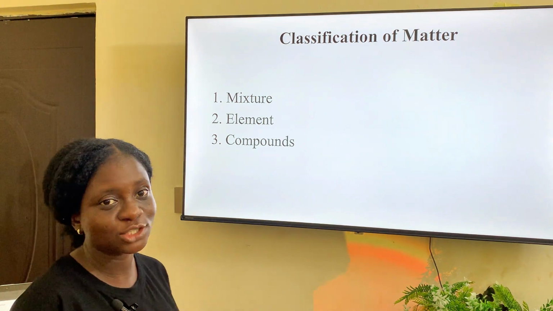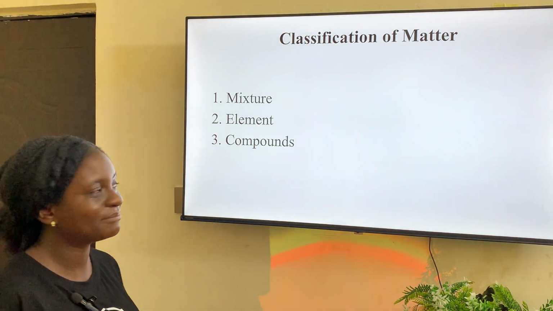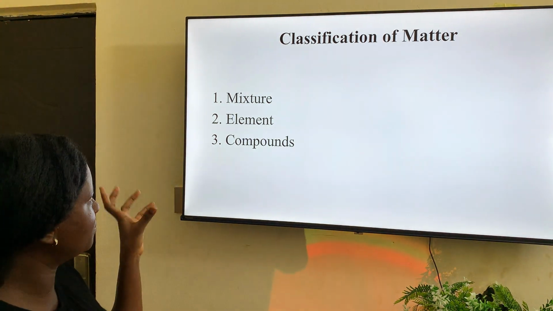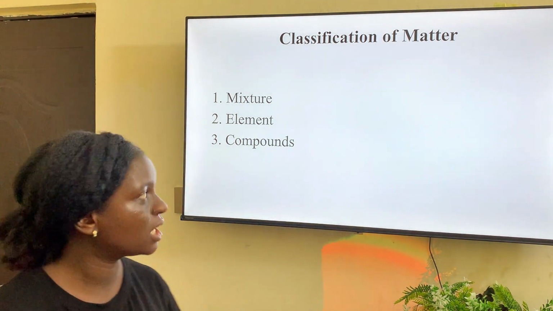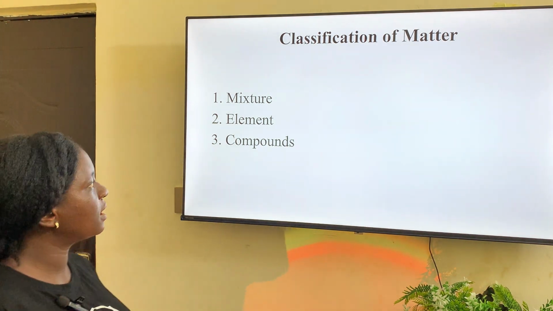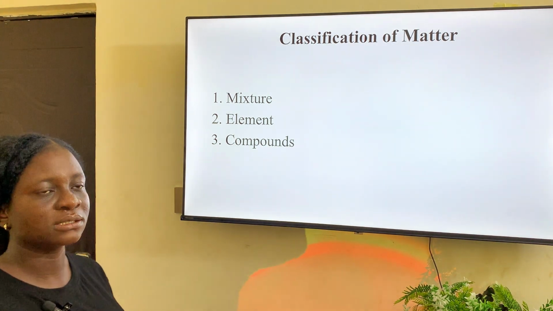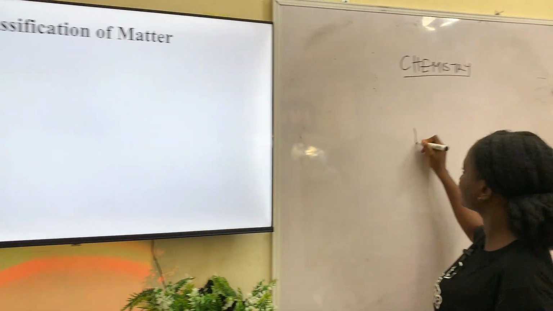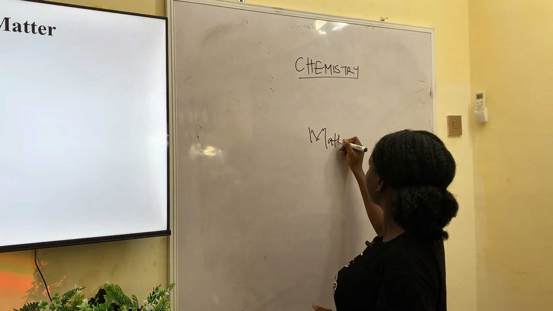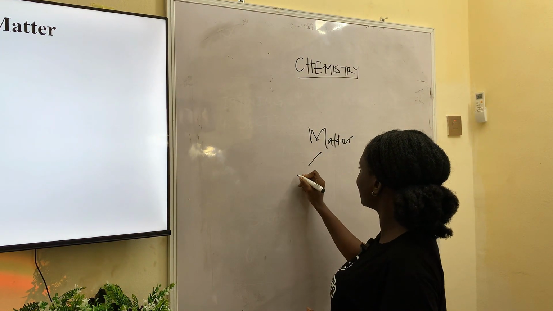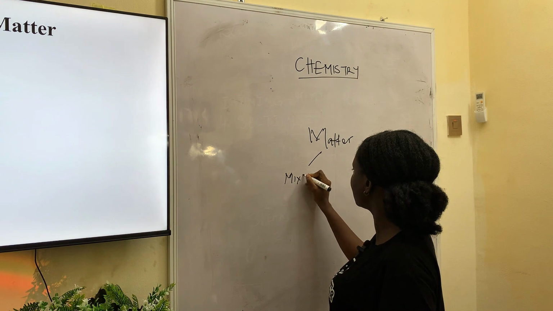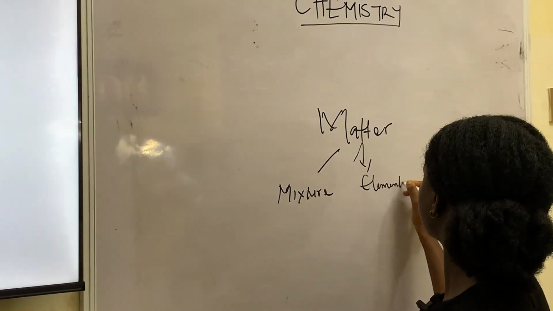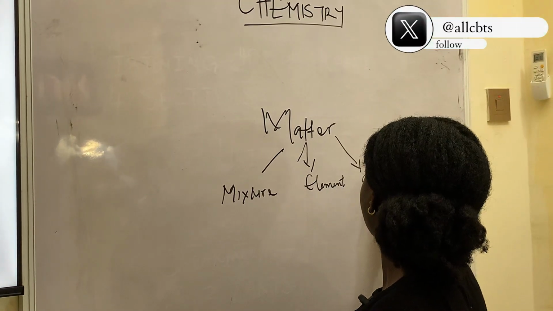Now to classification of matter. Matter can be classified in three ways. We have mixture, elements, and compounds. So here we have matter can be classified into mixture, then elements, then compounds.